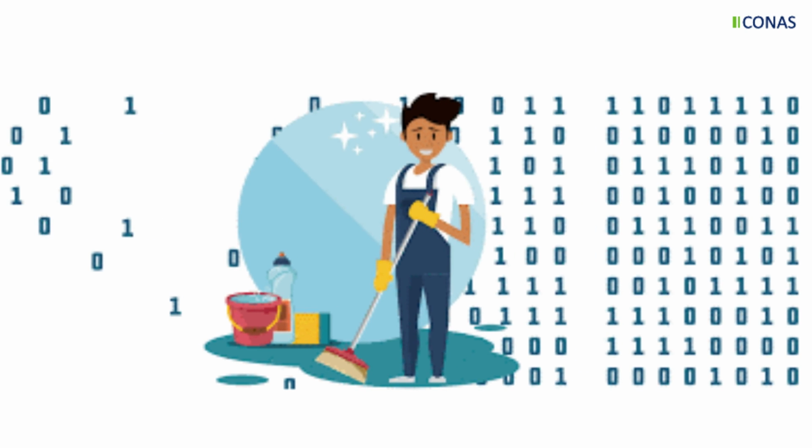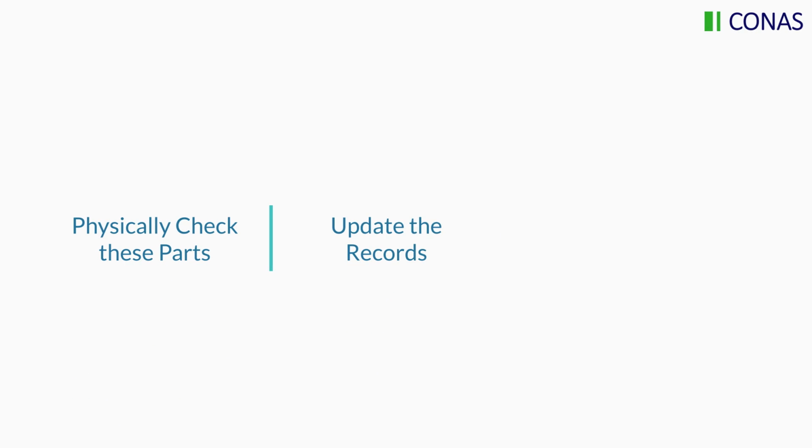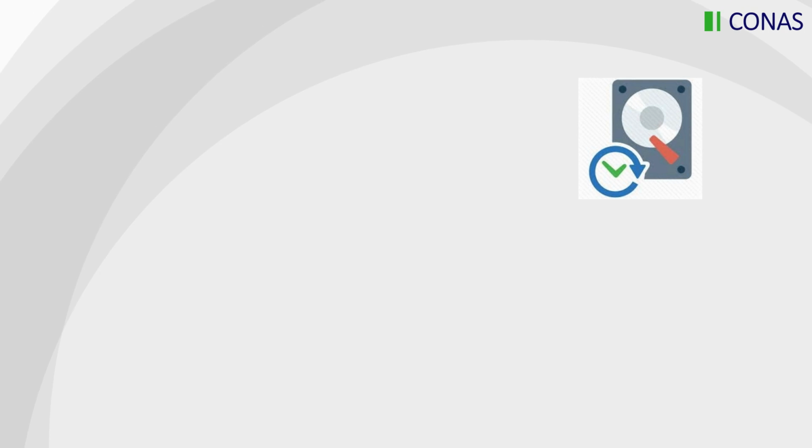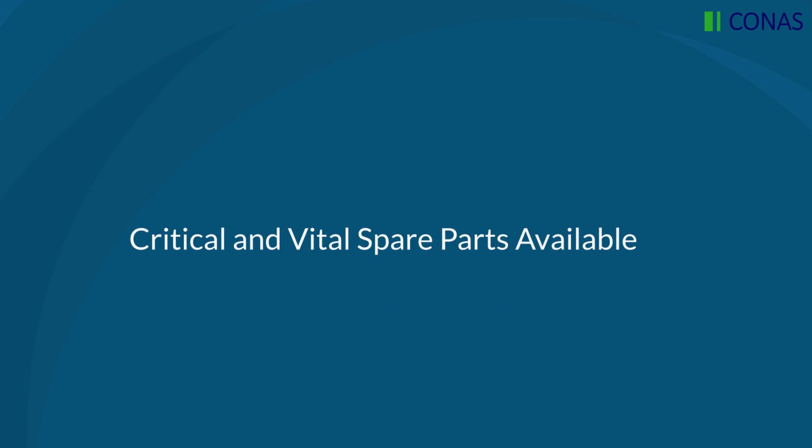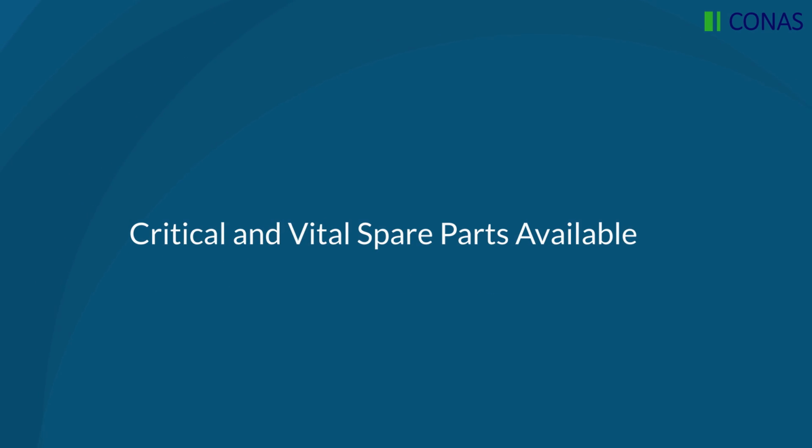After the normalizing and cleansing activity, a lot of information is still missing. We physically check these parts and update the records using the information present on their label or box. Based on material consumption and supplier delivery time, we will set the spare part criticality and replenishment values. This helps the maintenance team to be sure we have all the critical and vital spare parts available when they are required.